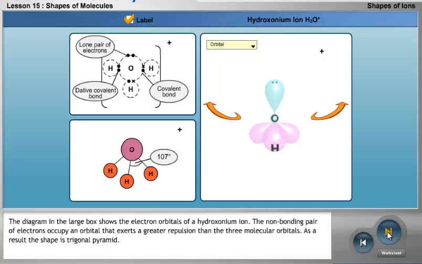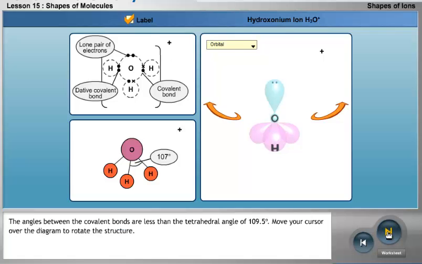The diagram in the large box shows the electron orbitals of a hydroxonium ion. The non-bonding pair of electrons occupy an orbital that exerts a greater repulsion than the 3 molecular orbitals. As a result, the shape is trigonal pyramid. The angles between the covalent bonds are less than the tetrahedral angle of 109.5 degrees. Move your cursor over the diagram to rotate the structure.